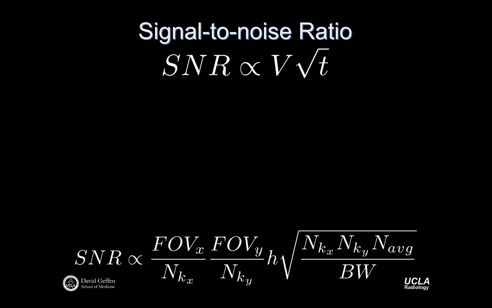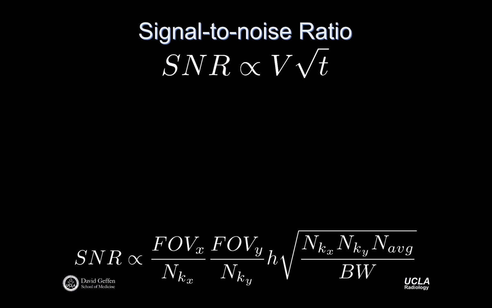When we turn on, say, a readout gradient, we're creating a range of frequencies across that specific direction, right? So if we're reading out in the x direction, we have a range of frequencies in the x direction. Fat and water will also have a range of frequencies, but because of this chemical shift, fat will appear as if it's coming from a different position, because it will resonate similar to a different position. So we get chemical shift artifacts.